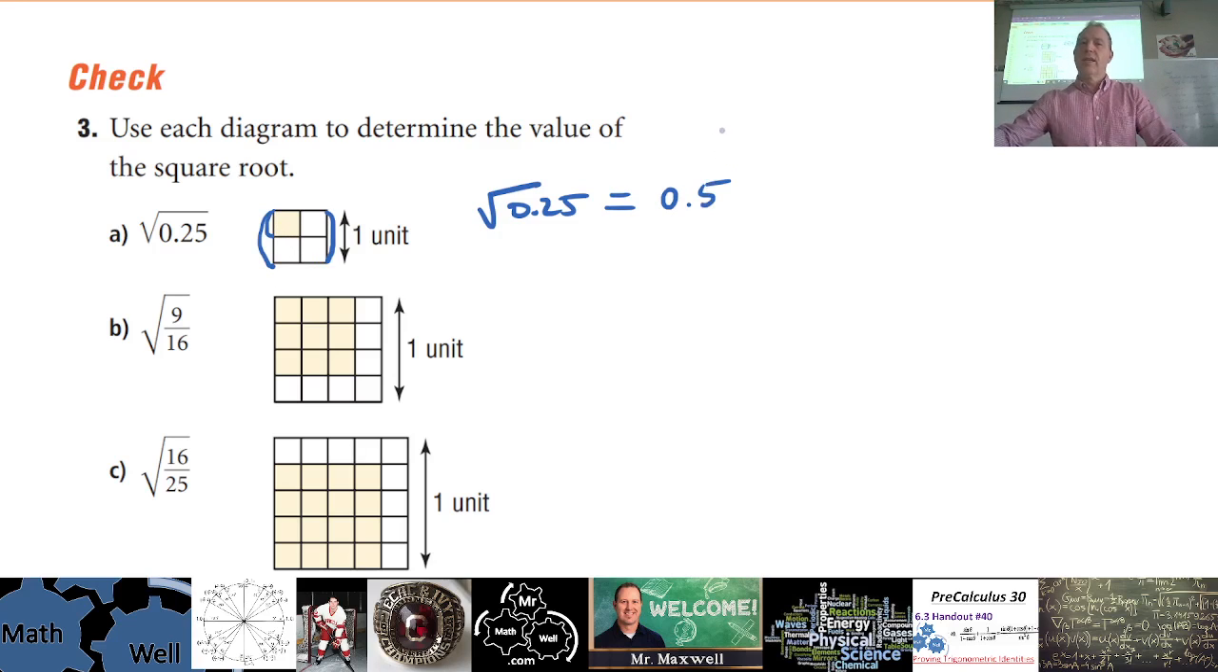0.5. So pause and think about that for a second. The area is 0.25 units squared, and the square root is the side length of that square, which is half of 1 unit, or 0.5. Okay, let's do this one.